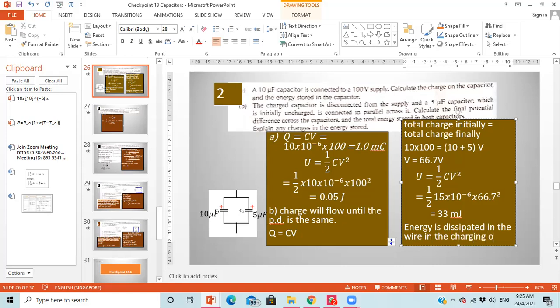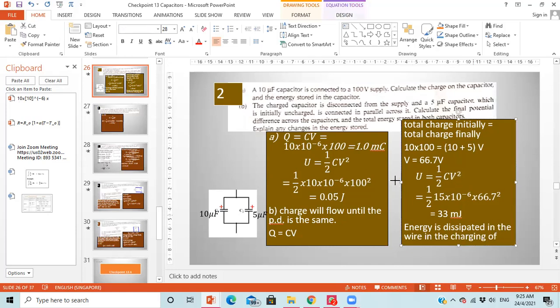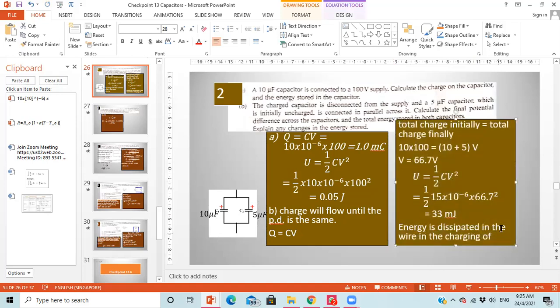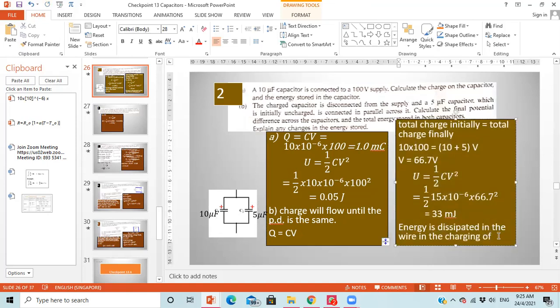Is it half? No, they didn't say. But it's not half. It's not half. The lesson that day, the half thing, half is if it's from the power supply itself. Okay, not half. I can see this is already lost from the power supply. So this one is correct, right? Only for the direct power supply. Energy is dissipated in the wire in the charging of your 5 microfarad.